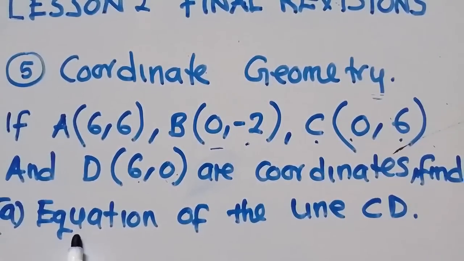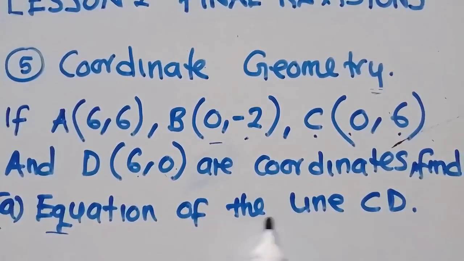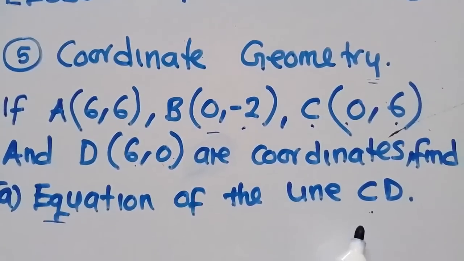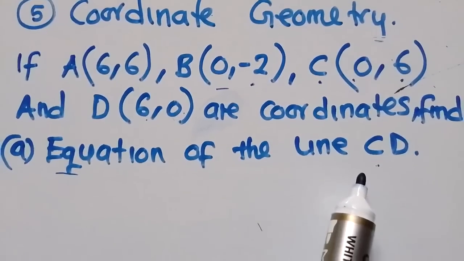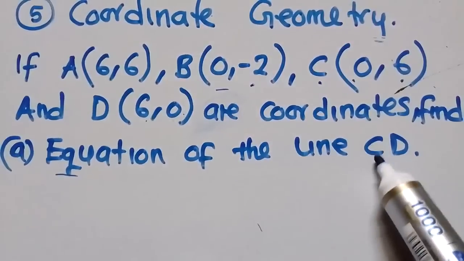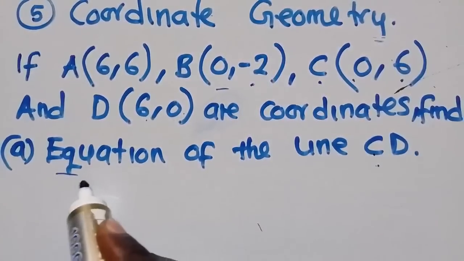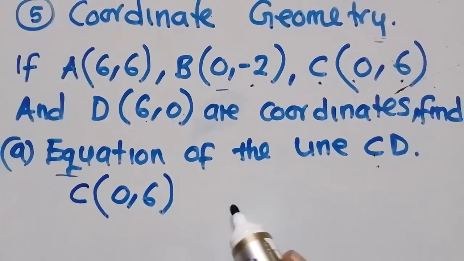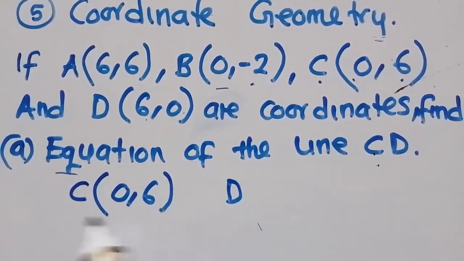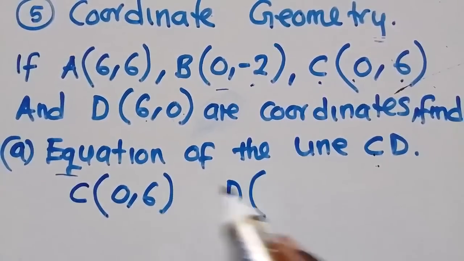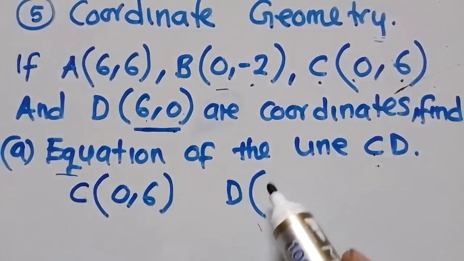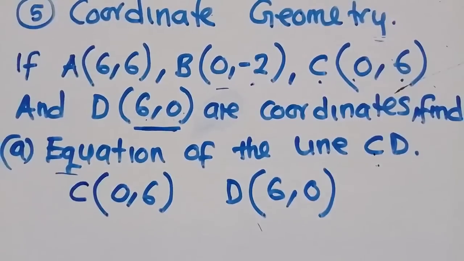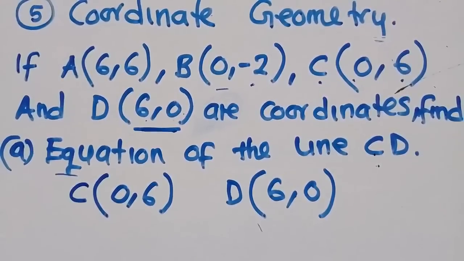What are you asked to do? You are asked to find the equation of the line CD. How can you find it? You need to get the coordinates C and D. Where is your C? It is (0,6). Where is your D? Your D is this one here, which is (6,0). These are the procedures you need to do.